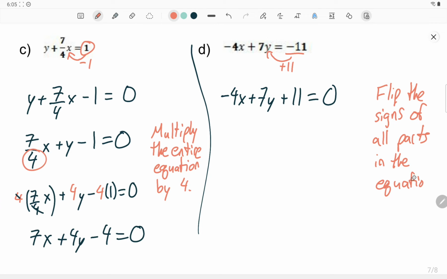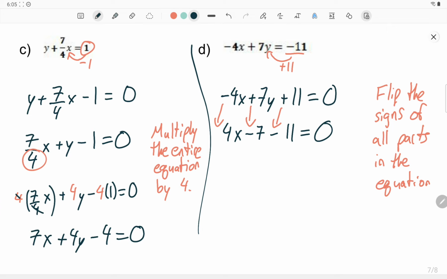So just like in the previous one where we multiplied every single part by 4, here we're going to change the sign of every single sign that we have. So instead of negative 4, we're just changing that to 4x. Instead of plus 7, we're going to turn that into minus 7. So negative becomes positive, positive becomes negative. This positive, well, that's also going to become negative. And that's equal to 0.